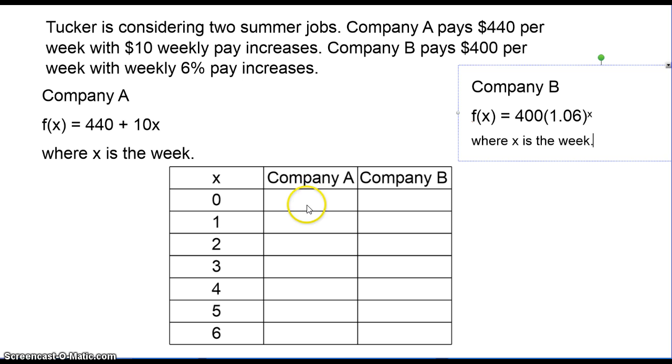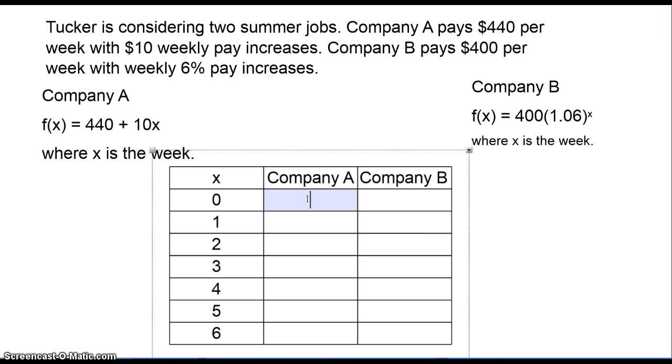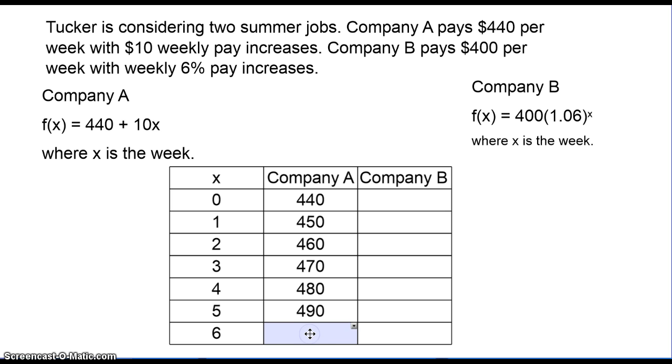Okay, so we'll start filling out our table. At Company A, we have 440 plus 10x. At week 0, when it first starts, he has just $440. You can do this on your calculator, but to make this easier, he gets $10 more each week, so this just goes up by 10s. Week 5 is 490. At week 6, he has 500. It's a pretty good amount of money.